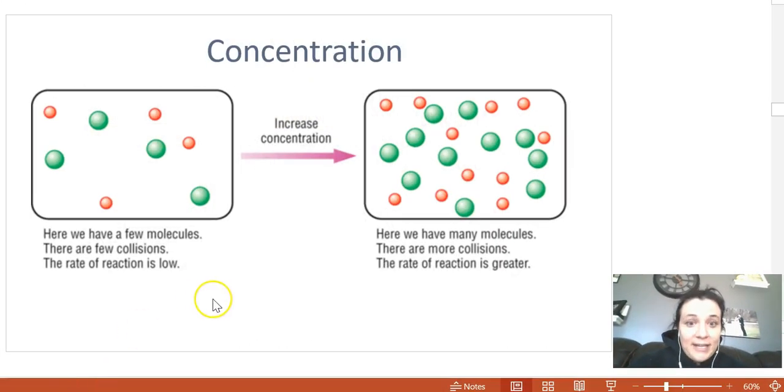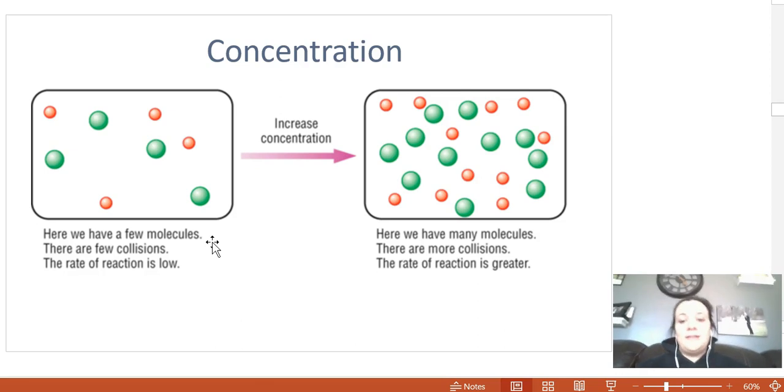So here is a picture to kind of show what's going on with concentration. So the image on the left, we have very few molecules. If we don't have a lot of molecules, we're not going to have a lot of collisions, so my rate of reaction is going to be very low. Let's say we keep the same volume, but we increase the concentration. Now we have a higher concentration, we have more molecules. The more molecules we have, the more collisions there are going to be.